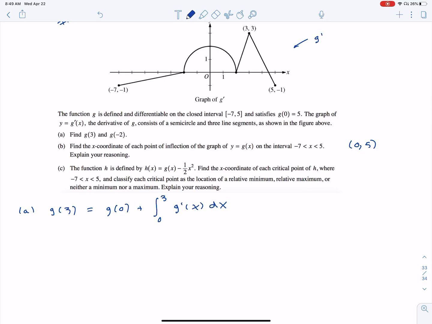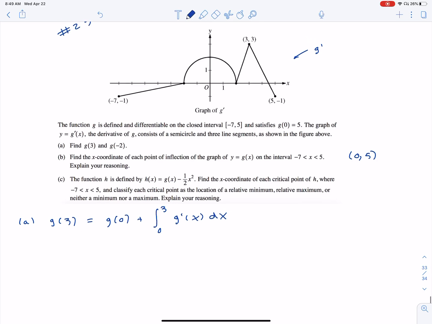Okay, so from there, I'm just going to be calculating those values out, but hopefully that makes sense. Again, you always start with what you know, and then you add the displacement. So let's see what we got here. So g of 0, we were told, is 5. And then what I have to do, looking at the graph, is find the area from here all the way to there.